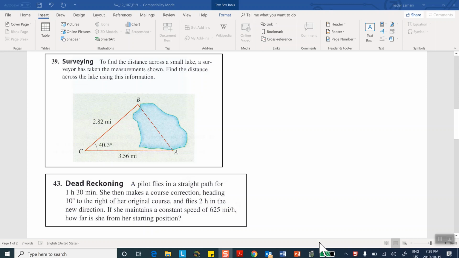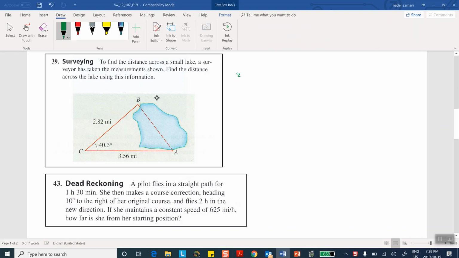Okay, this is video segment 4 for homework number 12, section 3.6, which is the law of cosines. Let's concentrate on number 39. Basically, it's a surveying problem.